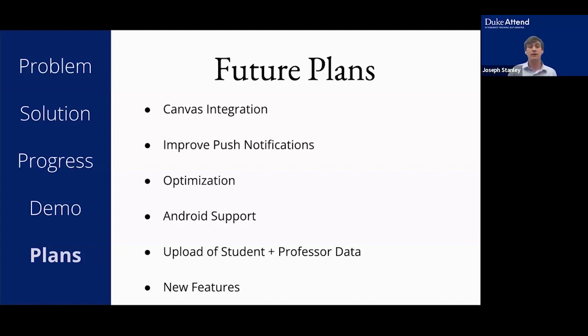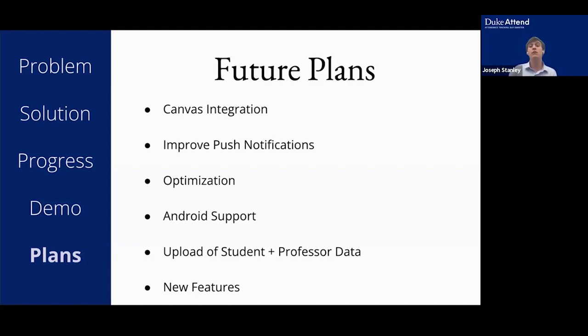Another thing is with optimization, we've only been testing our web app and iOS app with a select amount of data. And we know that once this actually goes into use fully on Duke's campus, then we'd be getting a lot more data. So we'd want to make sure that our database and web app can handle receiving much more information.